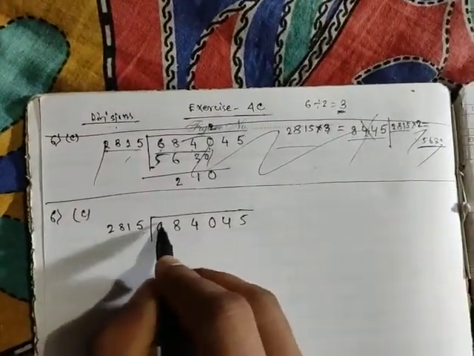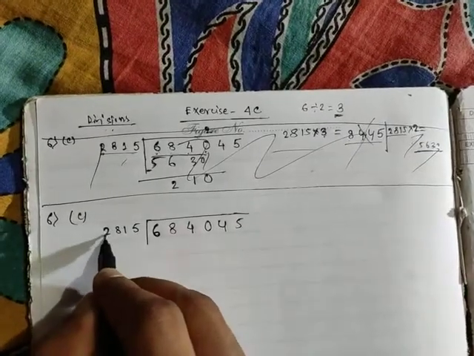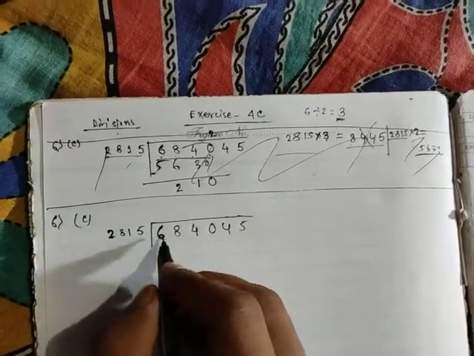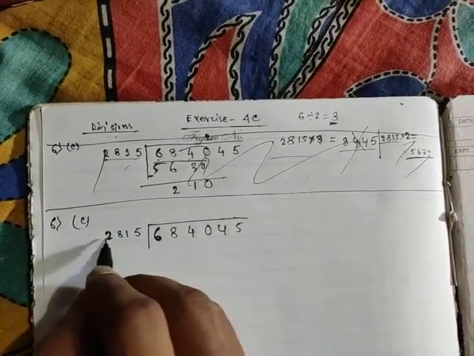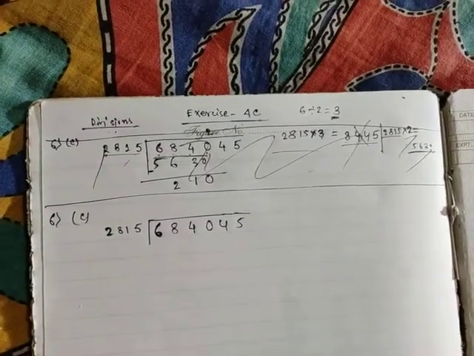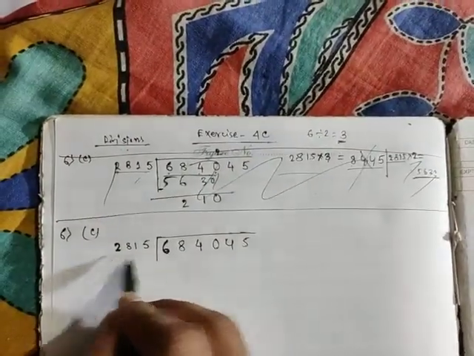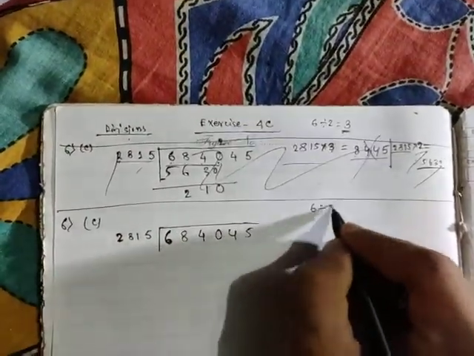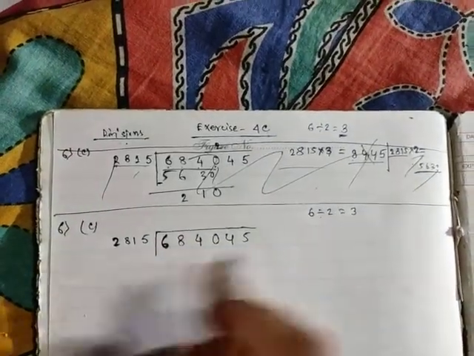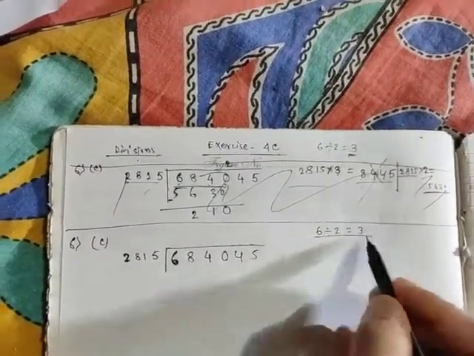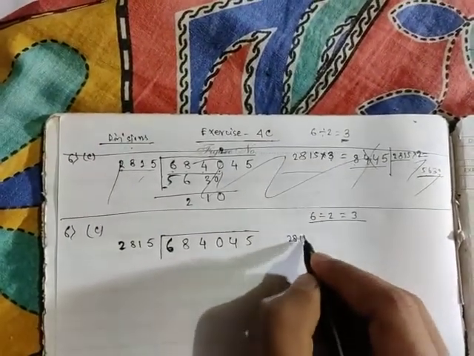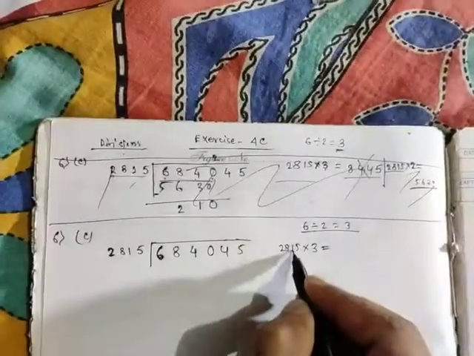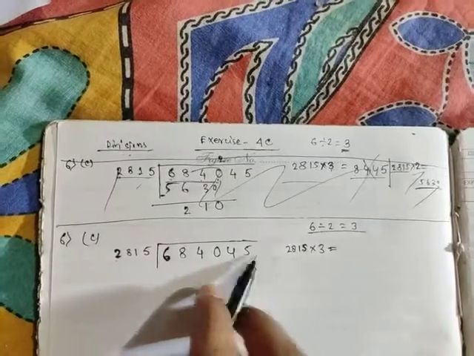Check the first digit of the divisor and the first digit of the dividend. If the first digit of the dividend is greater than the first digit of the divisor, it may be divisible by this. So check: 6 divided by 2 is equal to 3. As 6 is divisible by 2, you have to check the whole divisor multiplied by 3. You have to do the multiplication of 3 with the whole number.